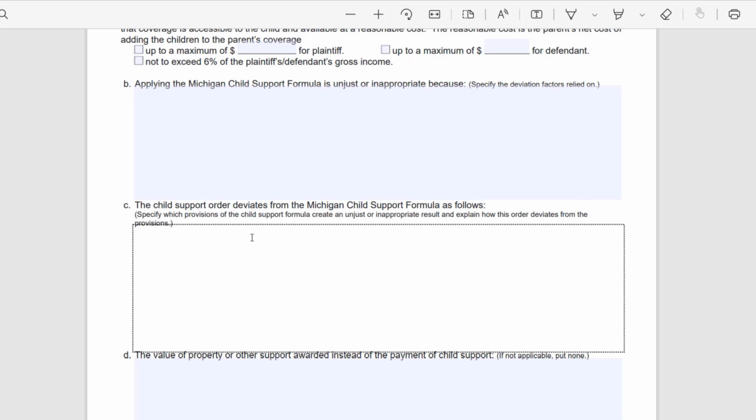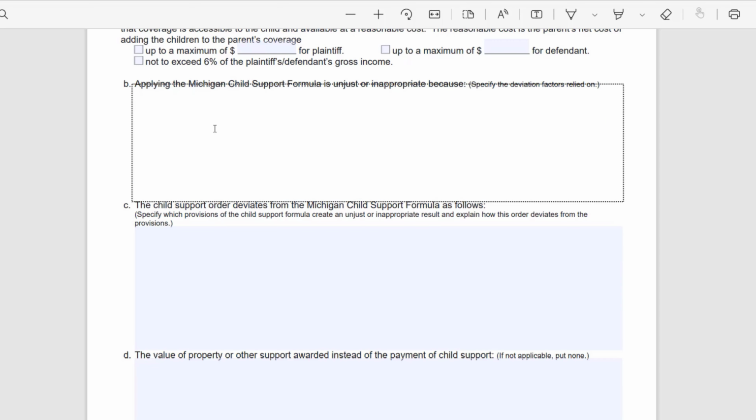So if the formula were to say that child support should be $800 a month and the parties have agreed to $200 a month, maybe they're going to say in this box it has deviated by reducing the base support amount by $600. And then, for example, up here, the reason might be that the parent who is the support payer takes care of the child during the day, and that reduces daycare costs. Just as an example of what that might look like.